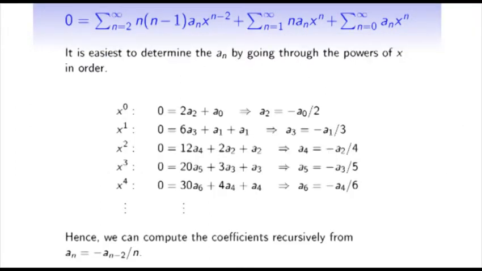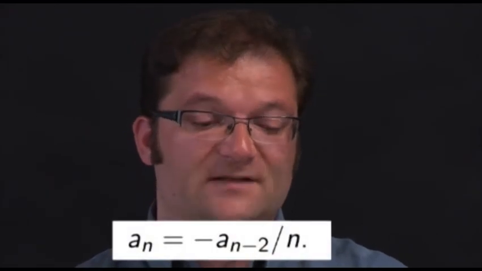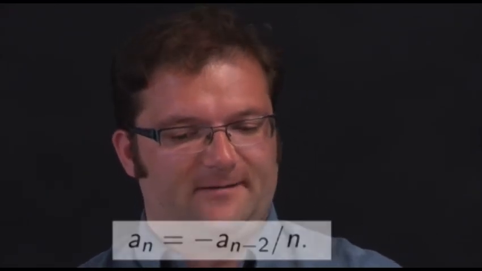And now you can already spot the pattern. You might want to check this again on the next term. So you get a5 is minus a3 over 5, if you do this carefully, and so on and so on and so on. So we have a formula for our coefficients, an. And this formula is the following. an is minus a(n minus 2) divided by n.